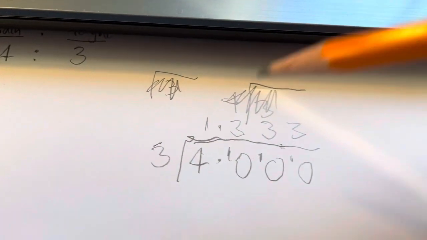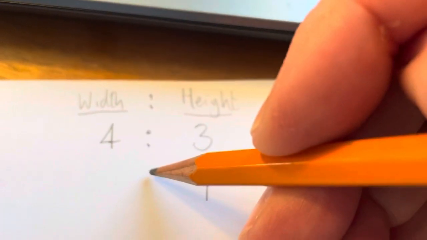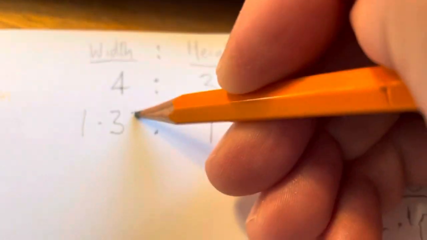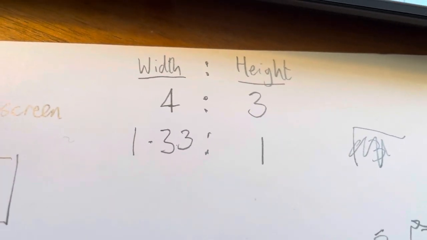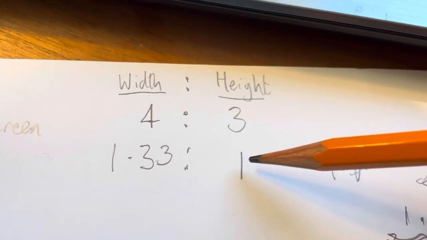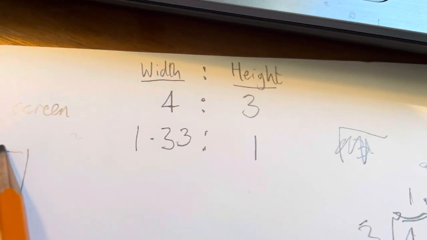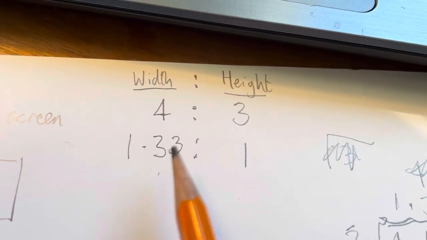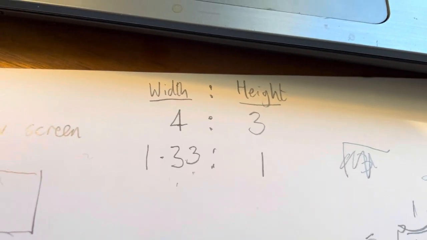So just to make it workable, we can say that a simpler way to say the ratio is 1 to 1.33. So what that means is that for every measurement on the height of the screen, the width is going to be 1.33 times as much. Or you could say 1 1/3. All right, so let's take an example of that.